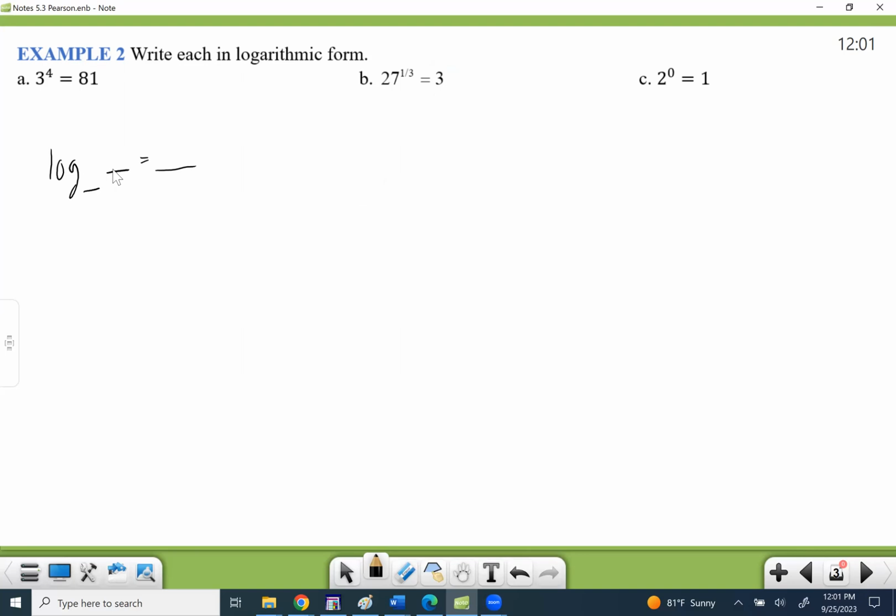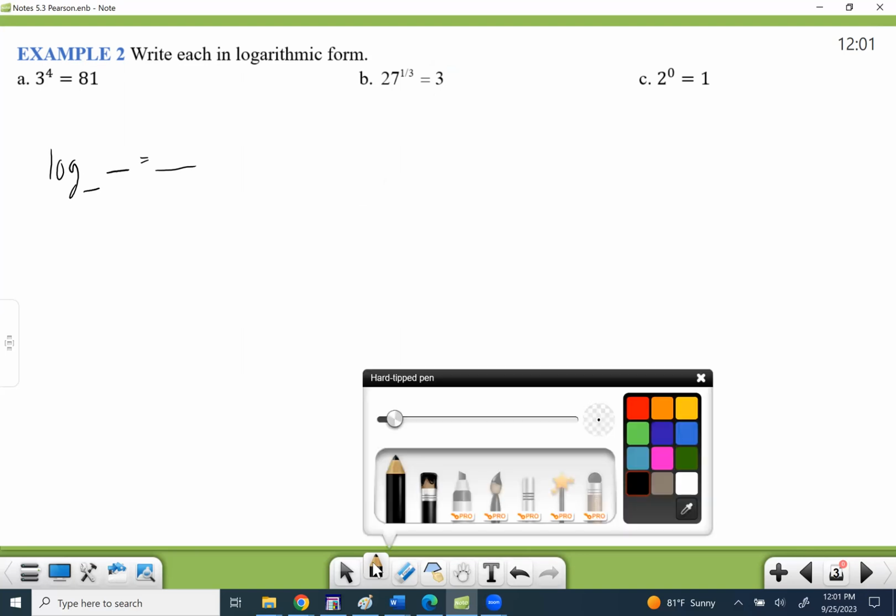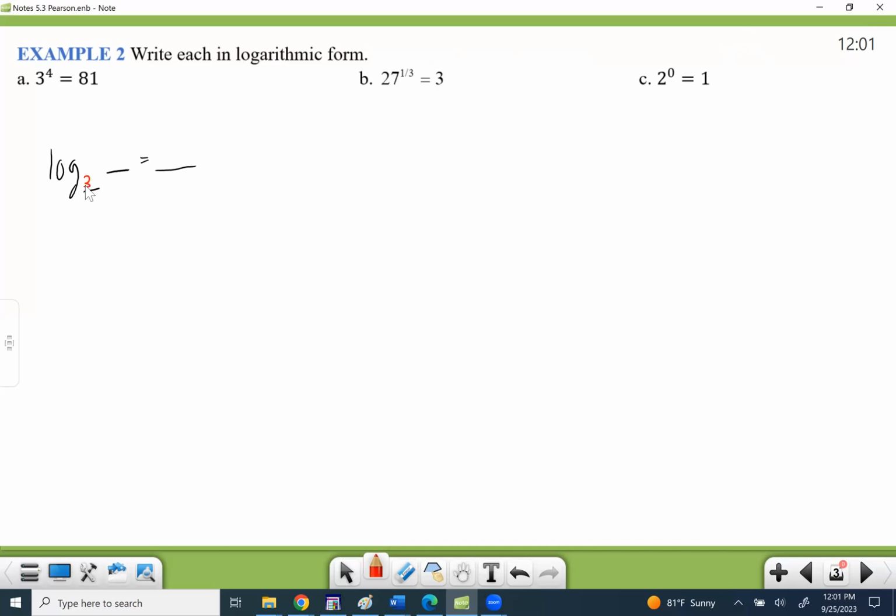Okay, so I can see that my base is going to be 3. So the 3 will go down here. And then the exponent on the 3 is a 4. That's on the other side of the equal sign. So that means 81 must be here.